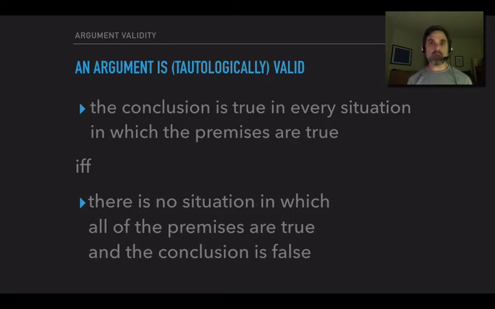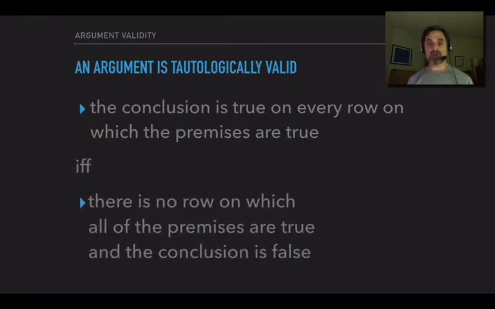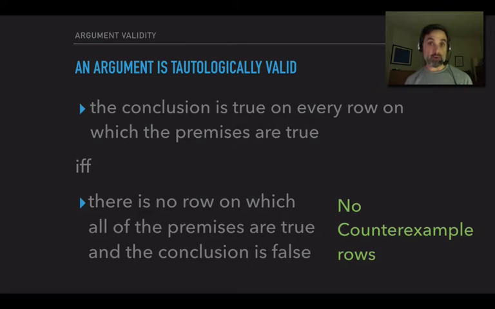Okay, so another way we can say that an argument is valid is we can say the conclusion is true on every row on which the premises are true. Now talking about truth tables, we can say there is no row on which all of the premises are true and the conclusion is false. Those are two different ways of saying the same thing. One way to think about that is there are no counterexample rows. So that's what it is for an argument to be valid. Of course, if it's invalid, then there will be a counterexample row like we saw with that initial example.